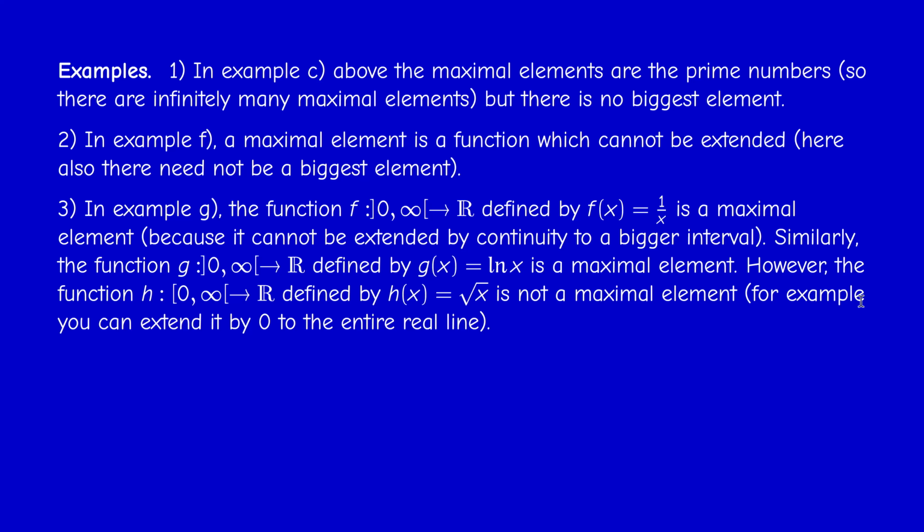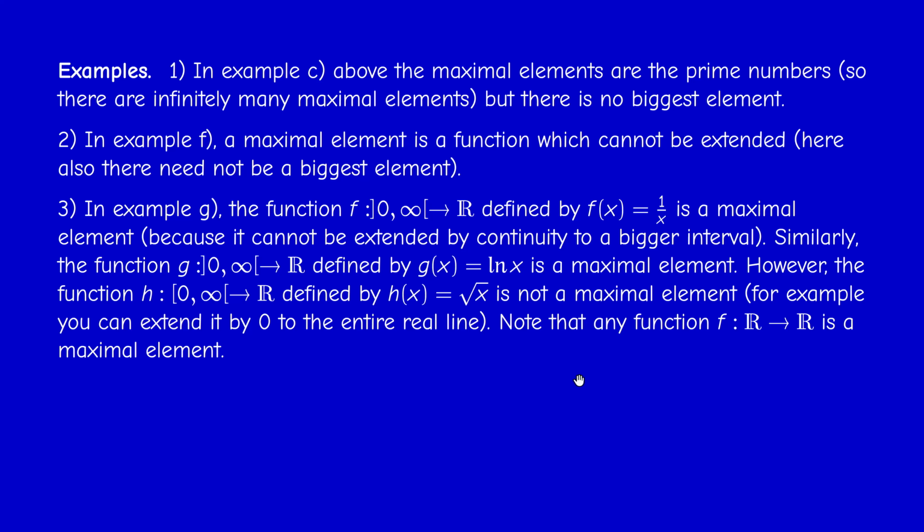However, to give a counterexample, if you consider radical x defined on 0 to infinity, radical x is not a maximal element in this order, because you can extend radical x in so many ways to the whole line. You can extend it by 0, you can extend it by x, you can extend it by x squared, anything you like, as long as they agree at 0. So 1 over x and ln of x are maximal, but radical x is not maximal.